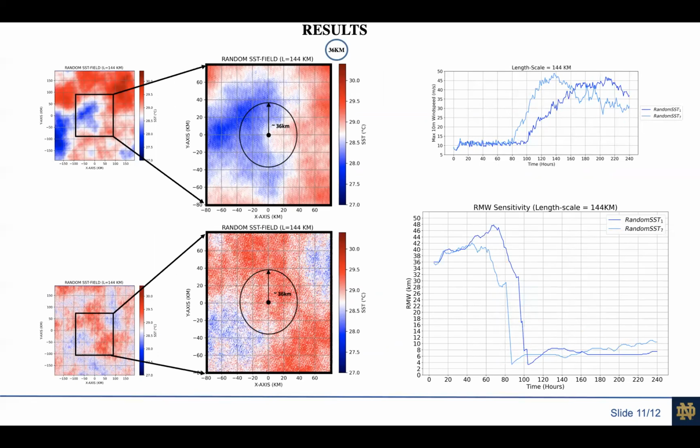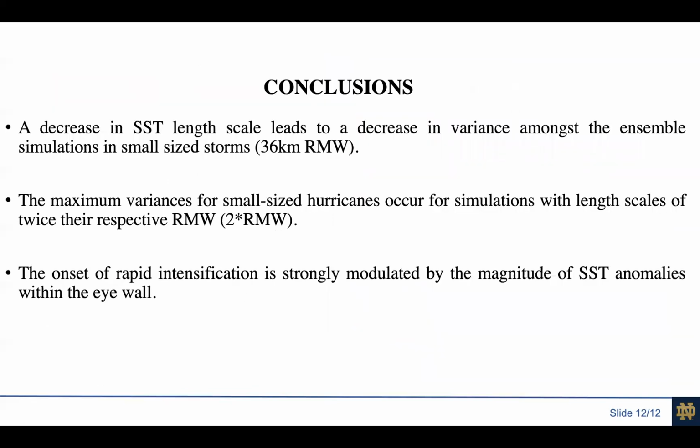This suggests, from the previous slides and this slide, that an SST anomaly of roughly 0.5 to 1 degrees Celsius is sufficient to lead to a delay in the period of rapid intensification ranging from about 20 to 40 hours. From this, we come to the following conclusion. A decrease in SST length scale leads to a decrease in the variance among the ensemble simulations for the small size storm of RMW 36 kilometers.